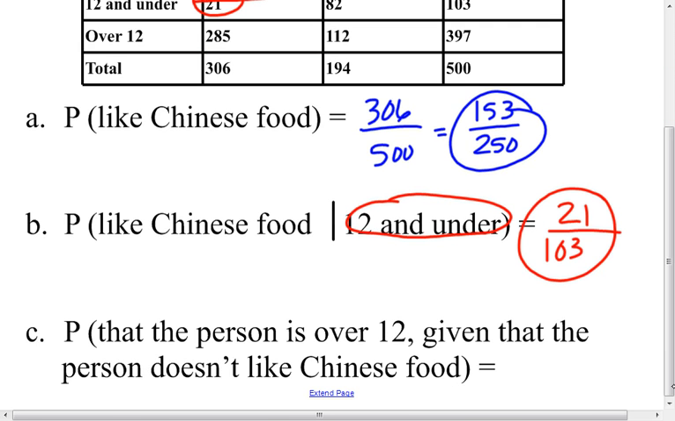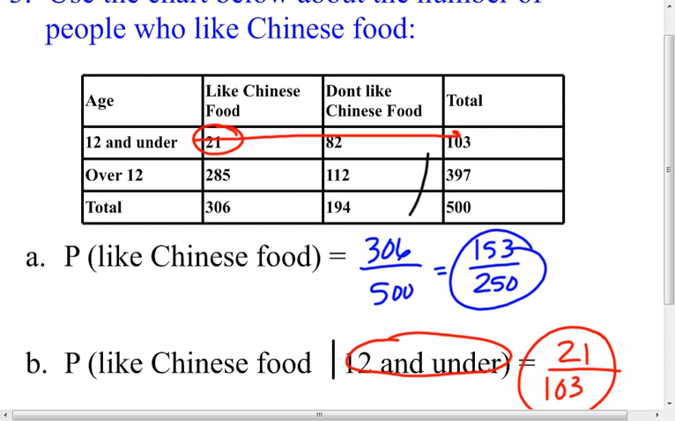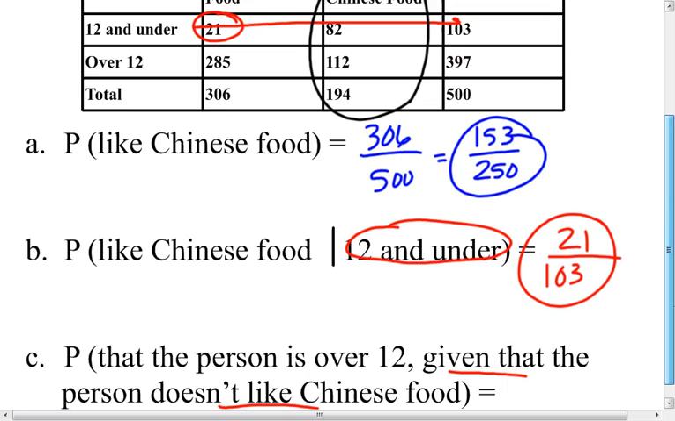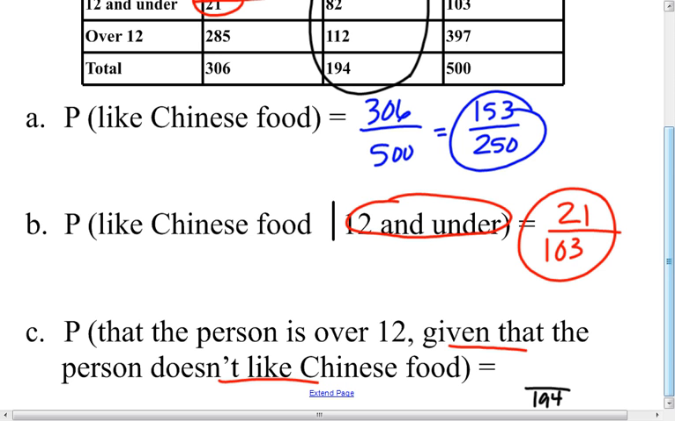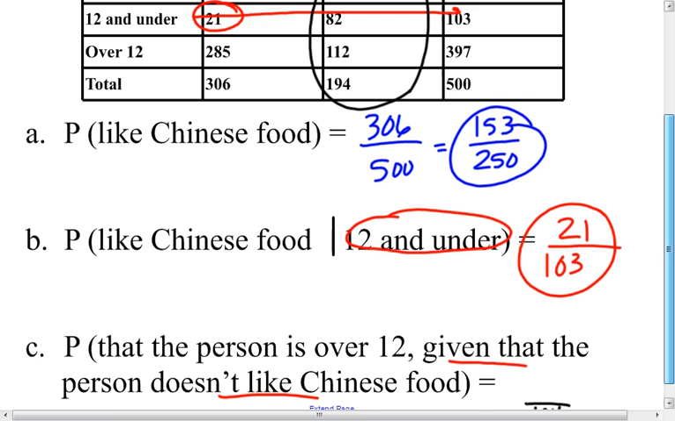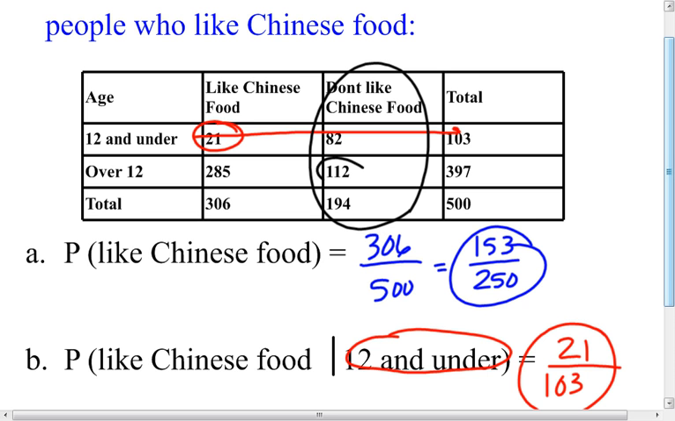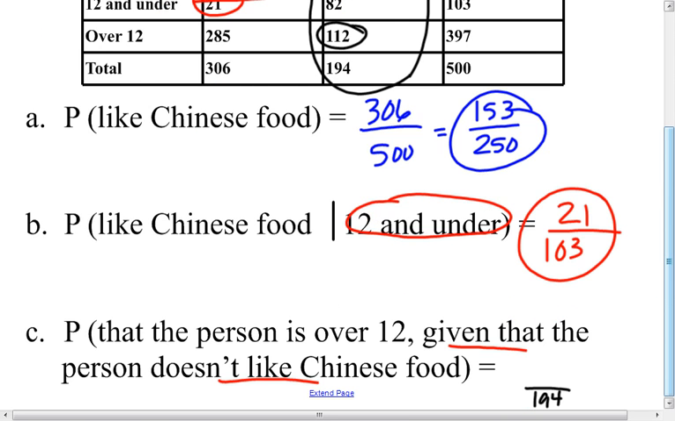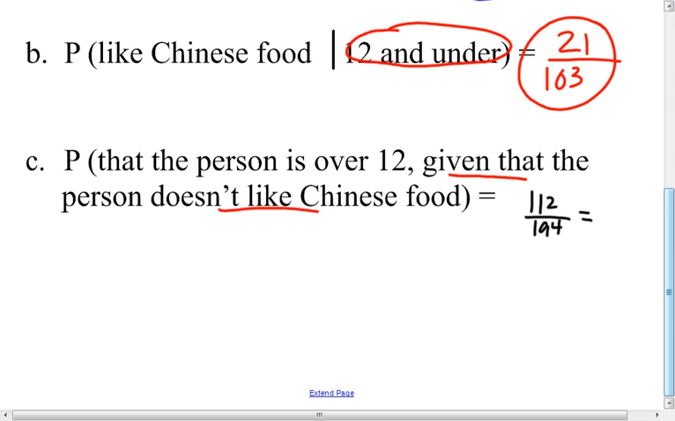And then the last one, the person is over 12 given that they don't like Chinese food. So this is the restriction that has to happen. They can't like Chinese food, and that's going to be your bottom number. That's the people you're drawing from. The people that don't like Chinese food are these people right here, and there would be 194 of them. And out of those 194 people, the people that are over 12 are 112 of them. So 112 out of 194, and that reduces to 56 out of 97.